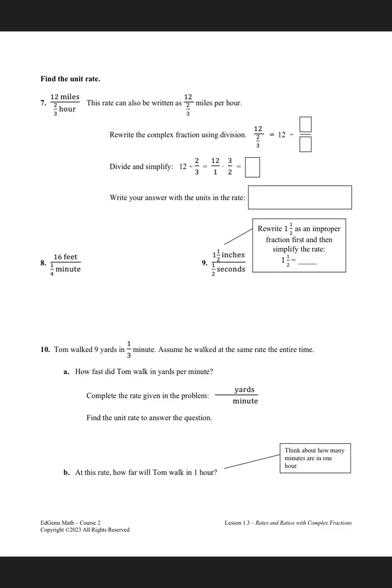So here we go with number 7. On number 7, it says 12 over 2/3 of an hour. It says this rate can also be written as 12 over 2/3 miles per hour. So for the next part, it says rewrite the complex fraction using division, which is what they do there. So again, I'm going to expand this out so it makes a little more sense.